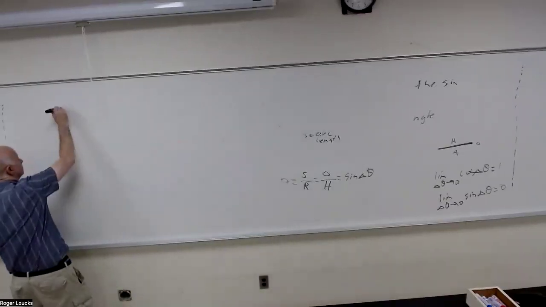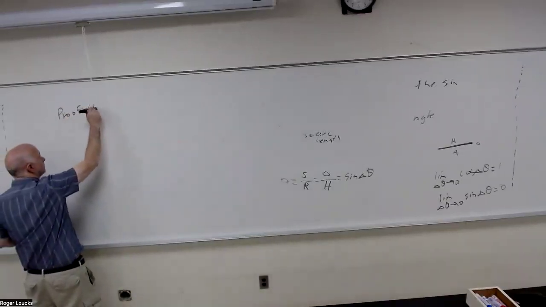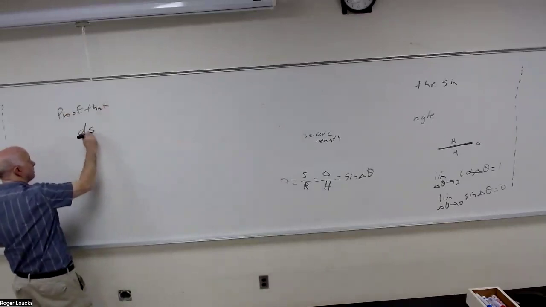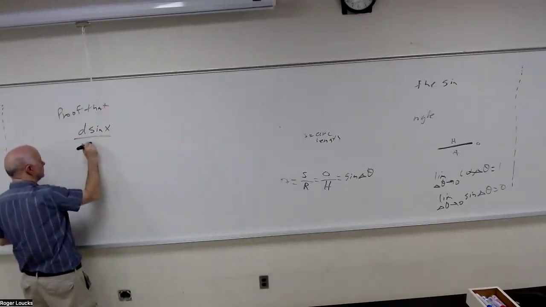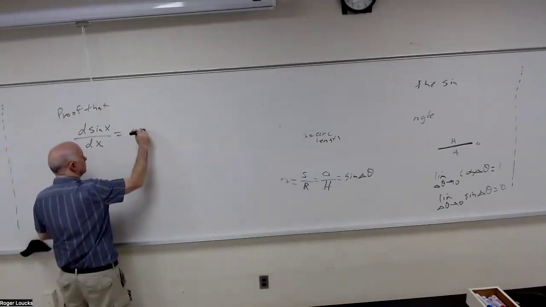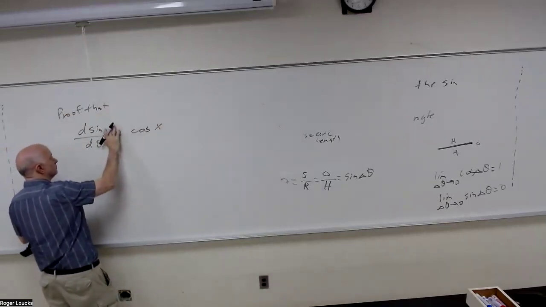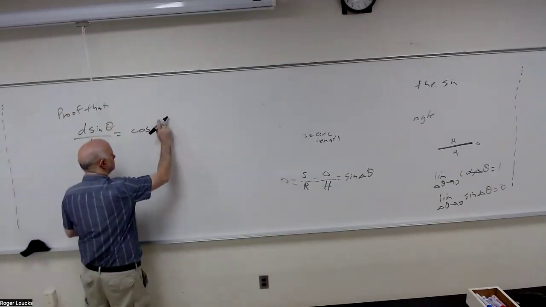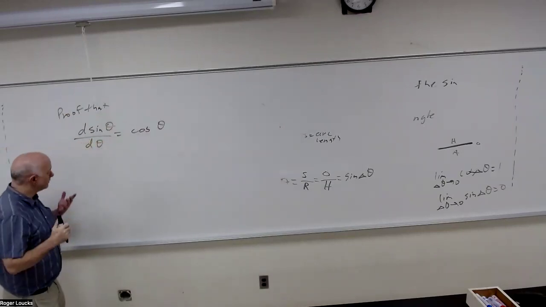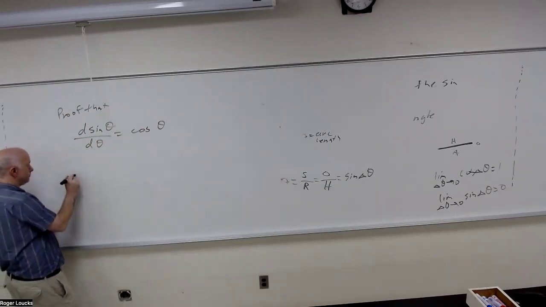Okay, now let's use that. So just keep that in mind. Let's use the formal definition. Let's go through and do this. So, proof that the derivative of sine of theta d theta is cosine of theta. I said x, didn't I? Theta. Okay, let's go through and do the formal definition.